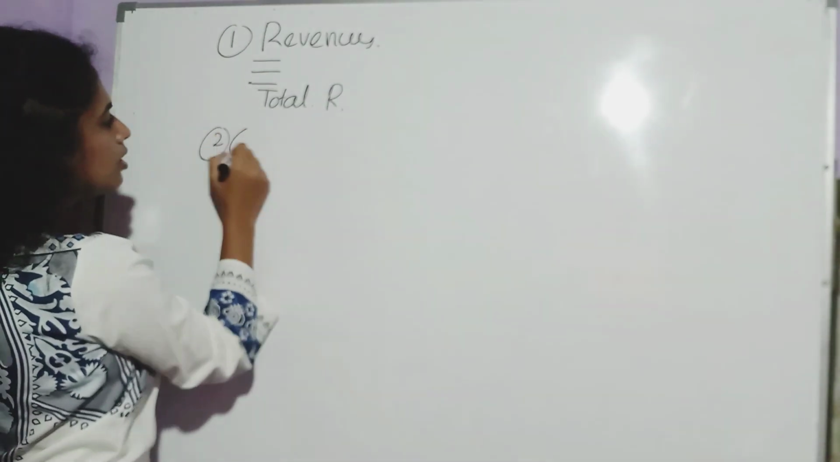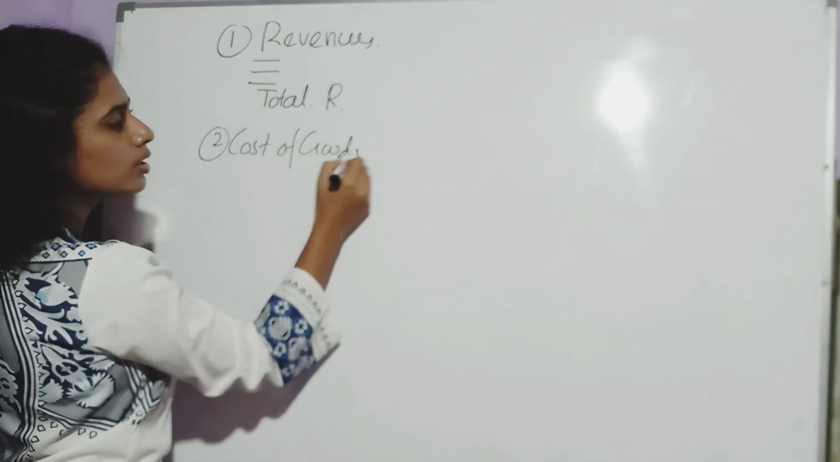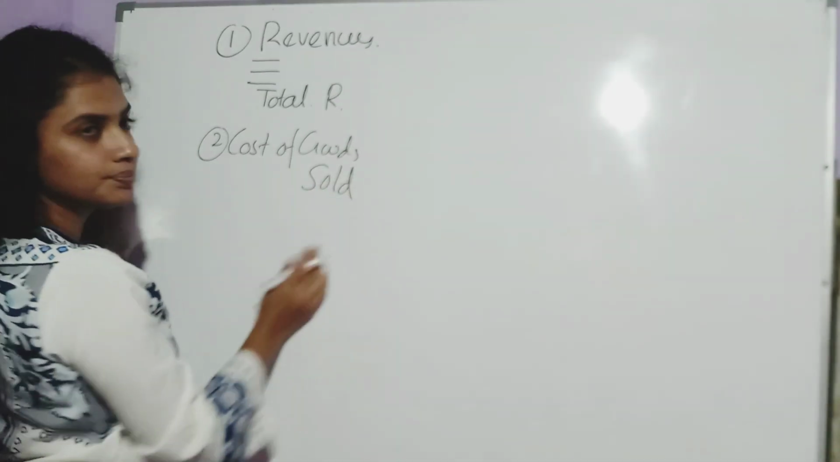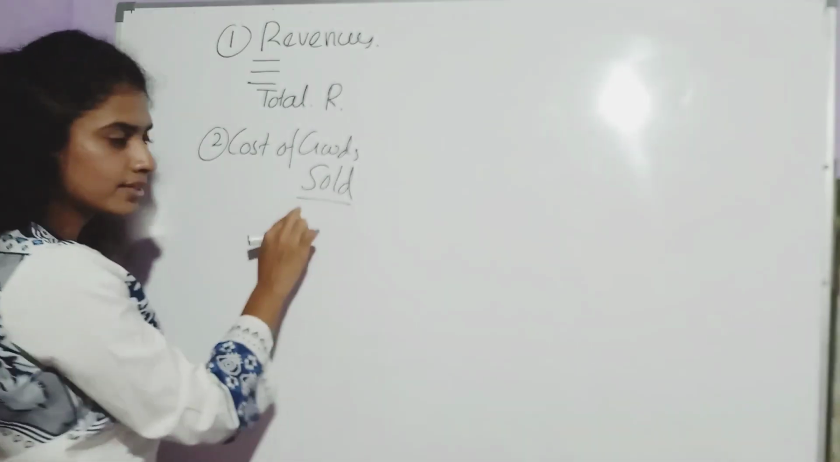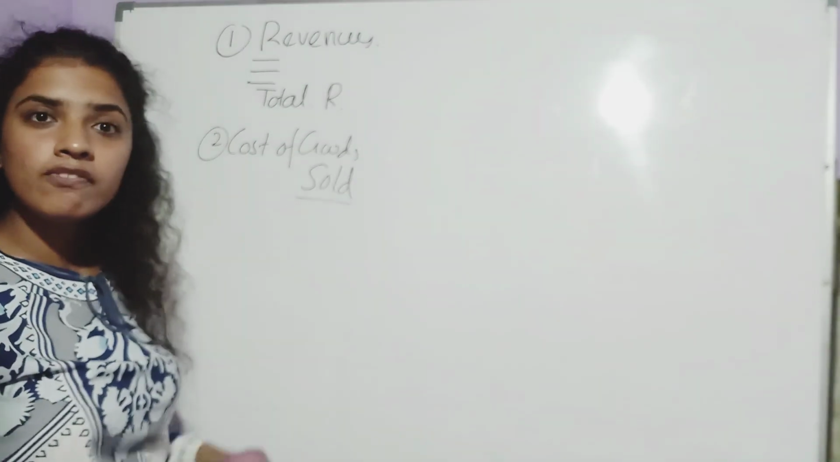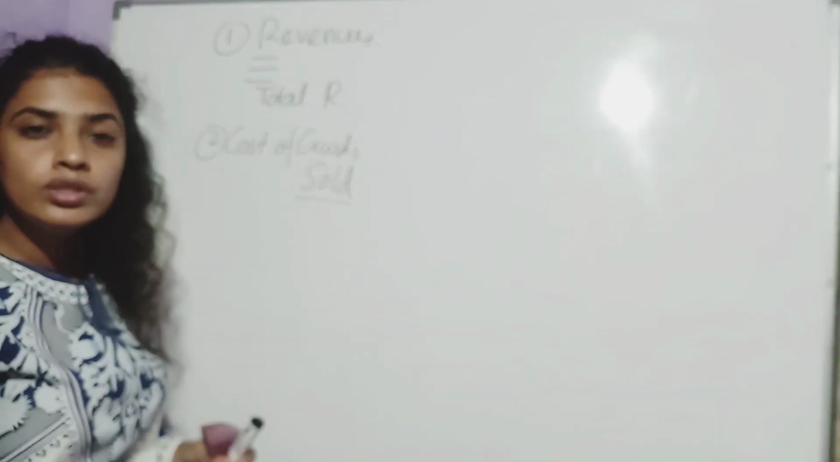Then cost of goods sold. Cost of goods sold. Right? This is important. Here we are finding what is the cost that we had for the goods we have already sold out.